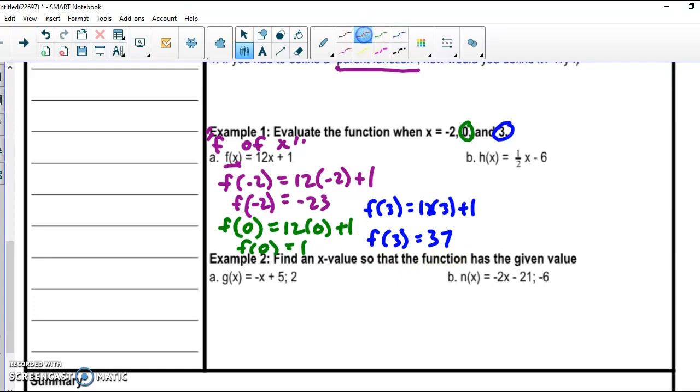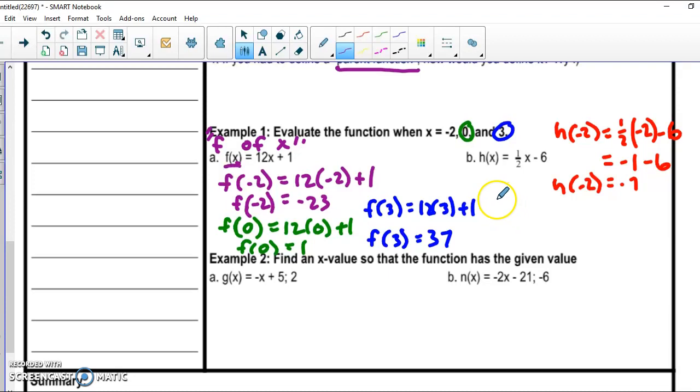So let's check out part B. We're going to do the same thing. This time our function is h of x equals 1/2 x minus 6. So I need to find h of -2. So I will substitute -2 into my equation. So 1/2 times -2, I have a positive times a negative. That makes my answer negative. And 2 times 1/2 is 1 whole. -1 minus 6 is -7. So I would say h of -2 equals -7.